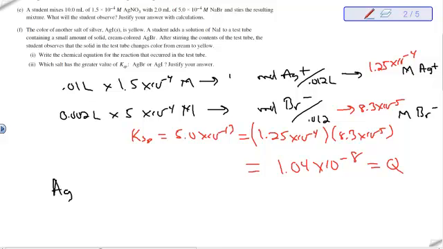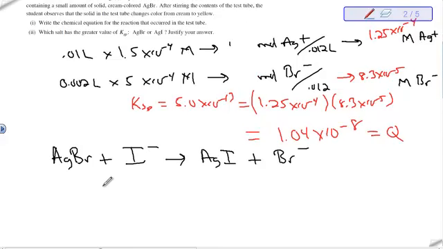Well, the silver bromide that is present is reacting with the iodide ions. The sodium is a spectator, to form solid silver iodide and releasing the bromide ions. So there's the balanced equation. Which has the greater KSP value?